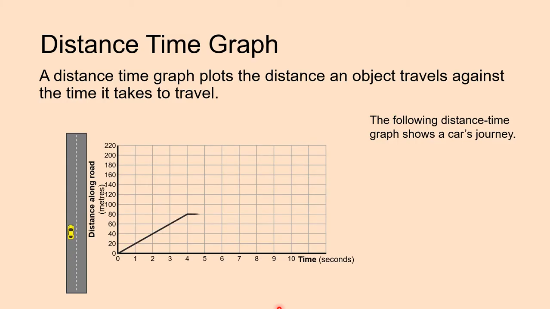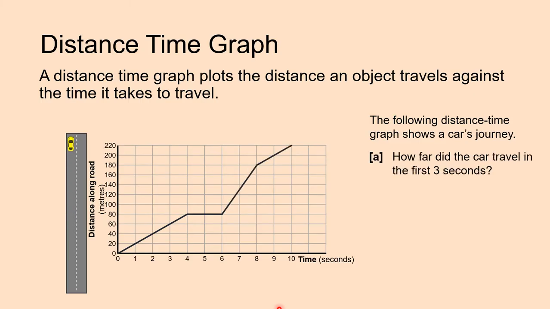So the car was moving at constant speed and now is stationary. It is moving again at constant speed, but at different speeds. So, the steeper the line, the further the car moved in a shorter amount of time. So it must have been going quicker. So at this point, between 6 and 8 seconds, the car was going quickest. And it was going slower here and here. And it was stationary between 4 and 6 seconds.